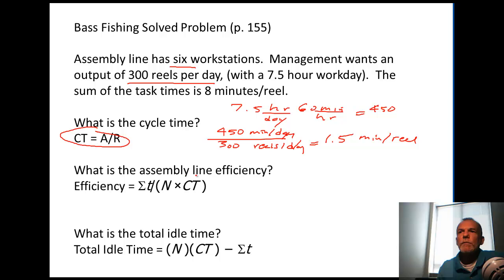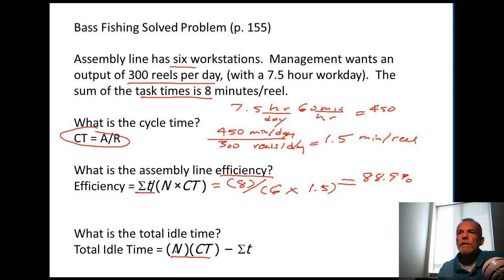The second part of this was the assembly line efficiency. We're told the sum of the task times is 8 minutes, so that'd be 8, and we're dividing that by N, which is the number of workstations, and remember there's 6 workstations, times our cycle time we just computed, 1.5. So 8 divided by 6 times 1.5 would give us 88.9% efficiency.